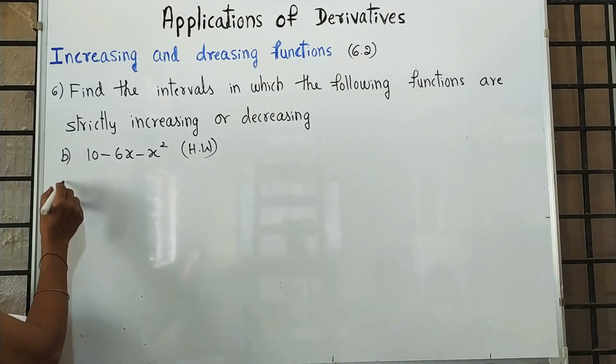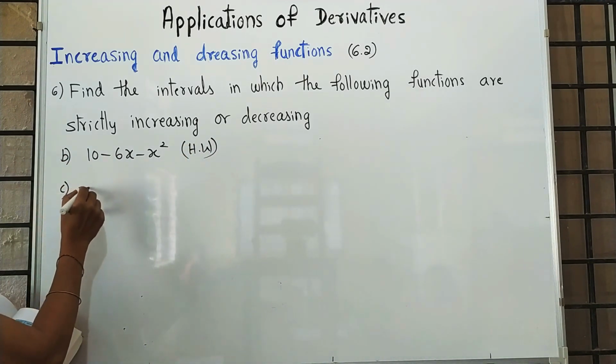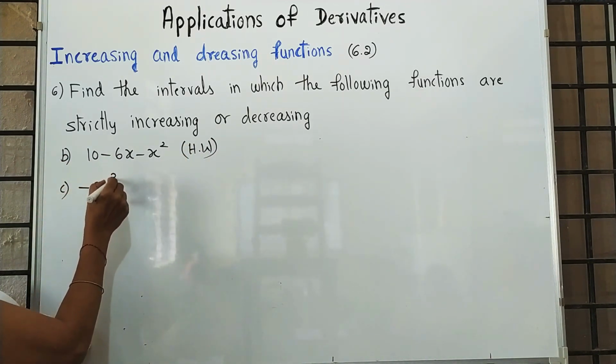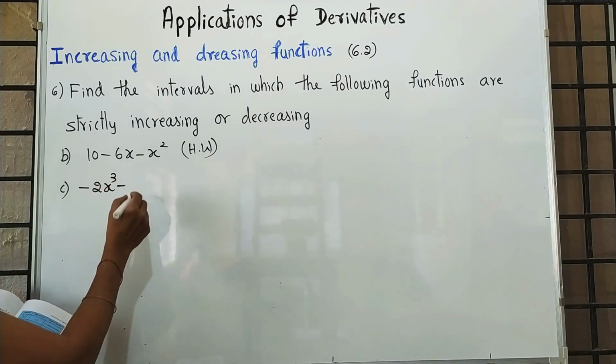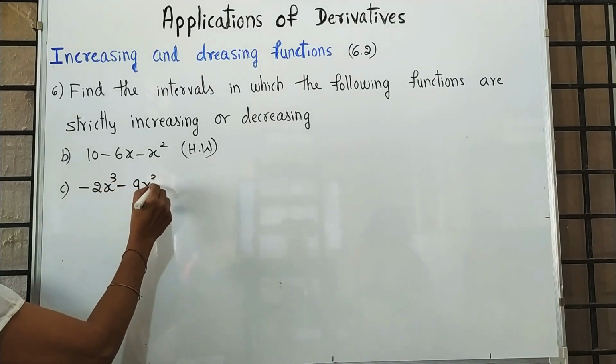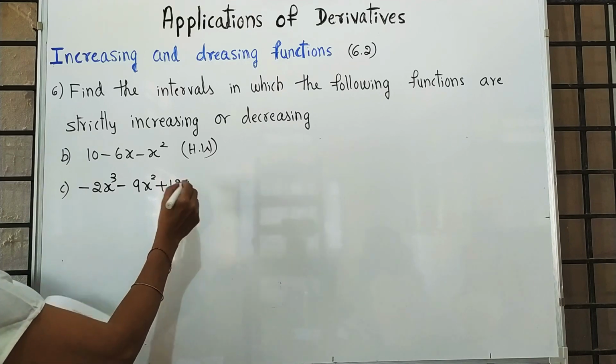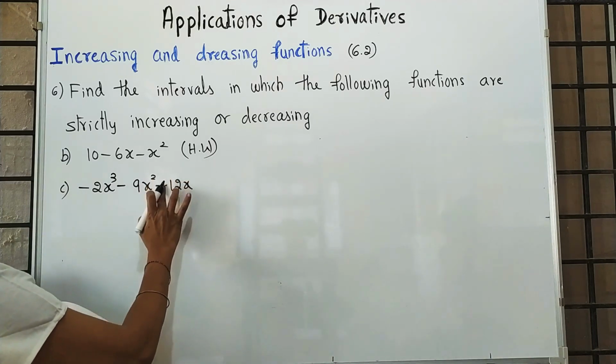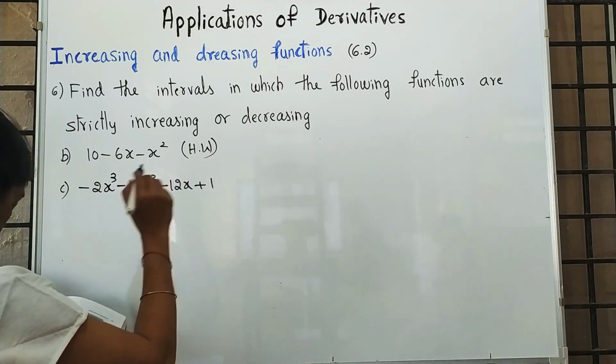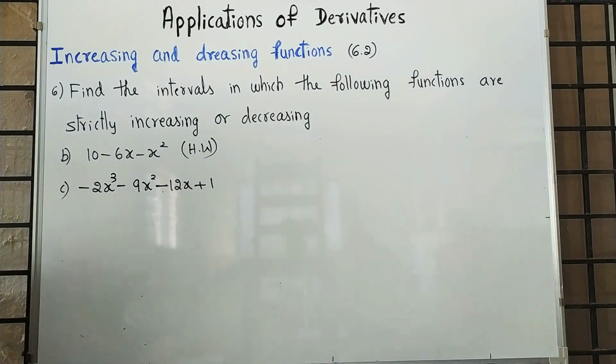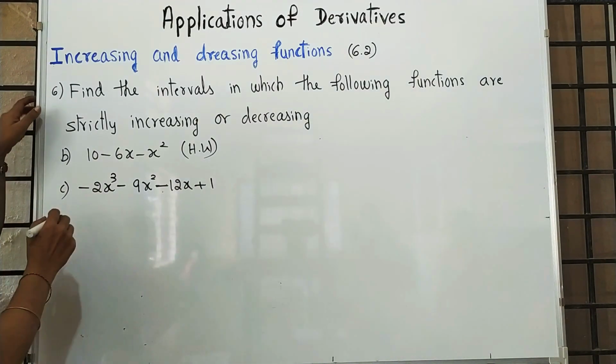Next, C: minus 2x cube minus 9x square, sorry, minus 12x plus 1. This is the third question. The second one is homework, so now the third one.